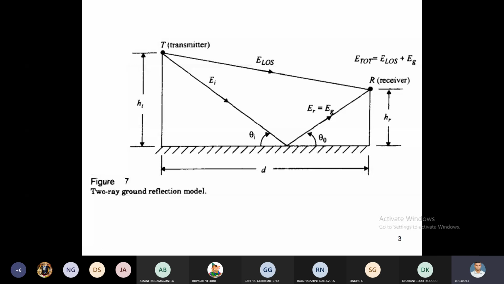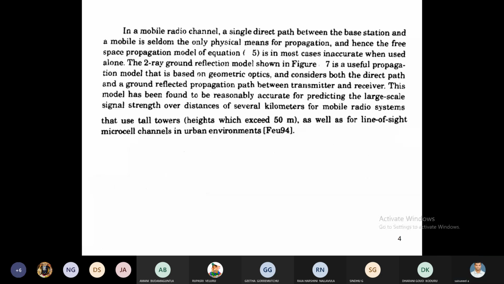In a mobile radio channel, a single direct path between base station and mobile station is possible in free space propagation, which we discussed in the previous section. For the free space propagation model between transmitter and receiver, that is base station to mobile station, we calculate the free space equation. Here in this two-ray ground reflection model, from the above figure, we have to consider two paths: one is the direct path, another is the ground reflected path between transmitter and receiver.